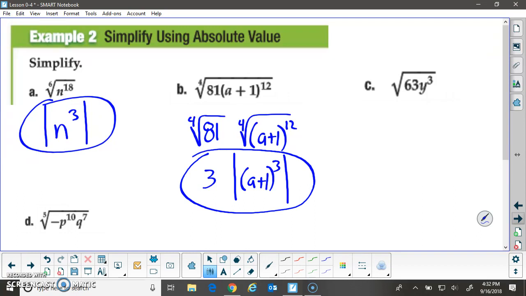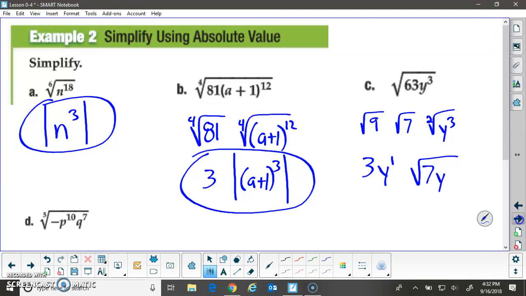Letter C. This time we've got a square root of 63. I'm going to break that apart into the square root of 9, square root of 7. And then we also have the square root of y to the third. So the square root of 9 obviously is a 3. And now I'm going to take this square root of y to the third, and since 2 goes into 3 once, I need to have a y to the first outside of the square root. And then inside the square root, I've got a 7 and a y left over. I do need absolute values around that y because it was an even root and it came out with an odd exponent.